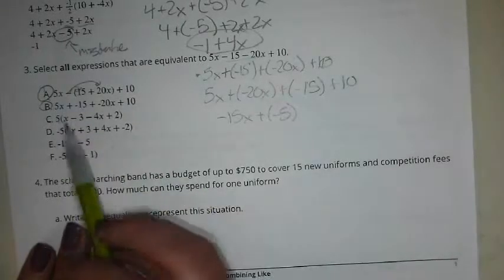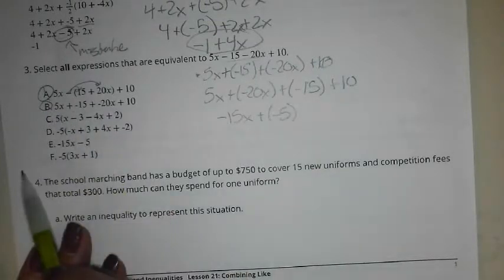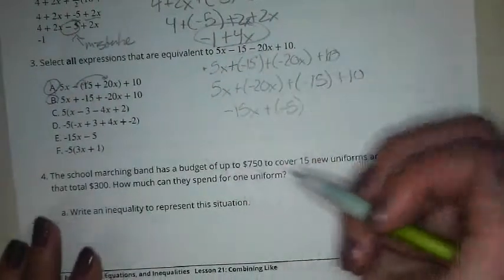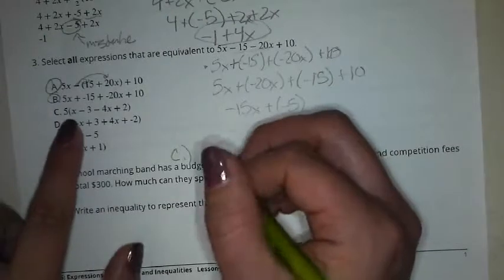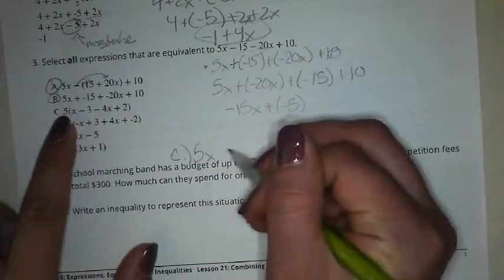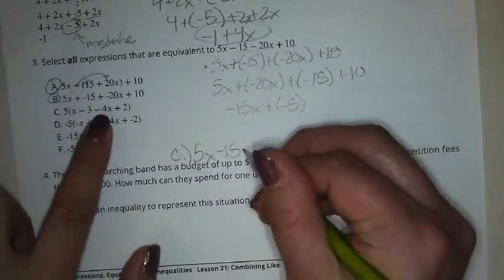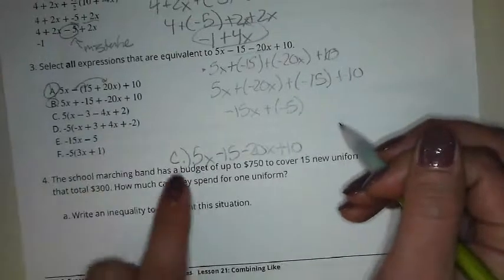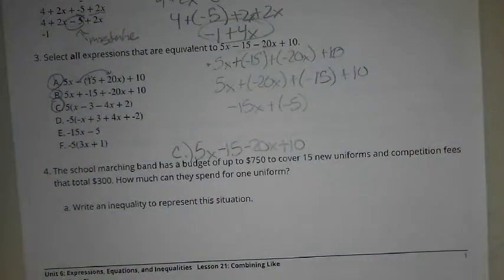This one I'm multiplying by 5 times x, 5 times negative 3, 5 times negative 4x, and 5 times a positive 2. So C, I'm going to do that work down here. 5 times x is 5x. 5 times the negative 3 is negative 15. 5 times the negative 4x is negative 20x. And 5 times the positive 2 is positive 10. Well, that all matches. So C would be equivalent.